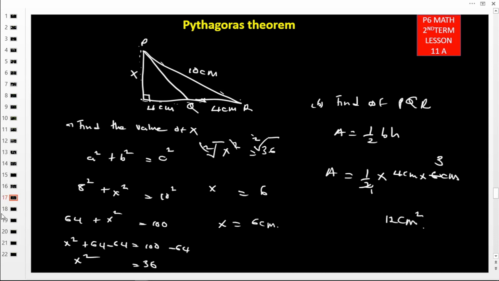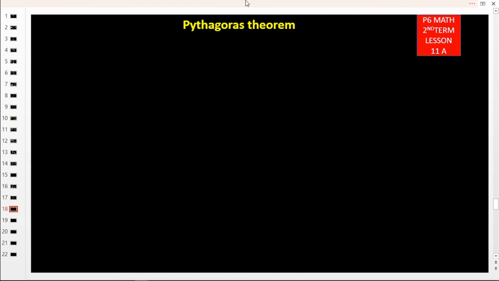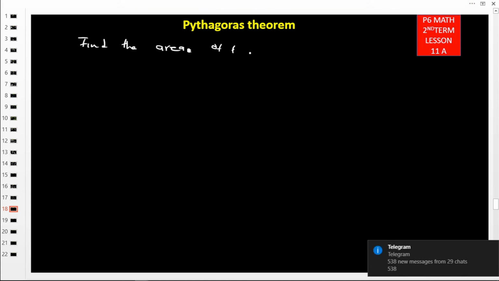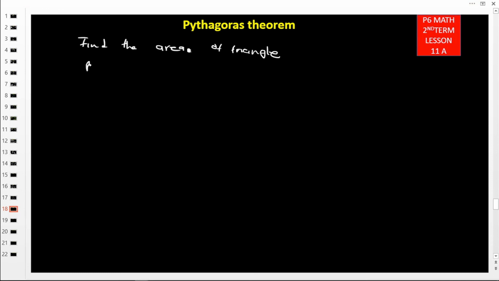Alright, so let us go into our exercise. I hope you've understood what I've explained. The instructions are: find the area of triangle PQR and the value of x. Meaning that you first find the value of x, then you go for that triangle.